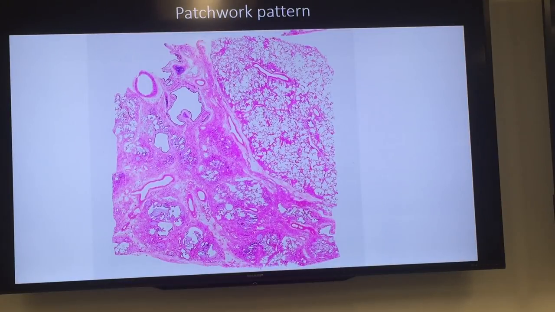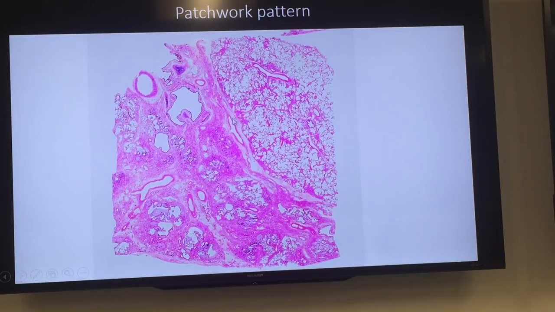So this is what a patchwork pattern looks like. Is it clear to everybody? Mm-hmm. Lower left is abnormal, upper right is normal. The lower left also shows architectural distortion, right? That's all distorted architecture. And there are areas of honeycomb change here. There are scarred areas without honeycomb change, like here. That's a scar without honeycomb change. And there's honeycomb change.